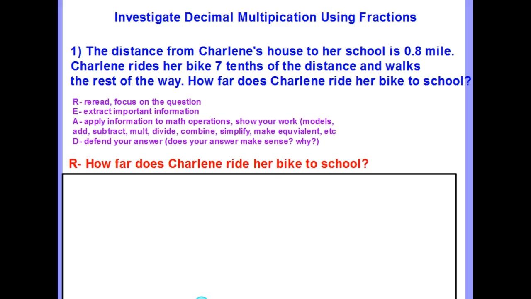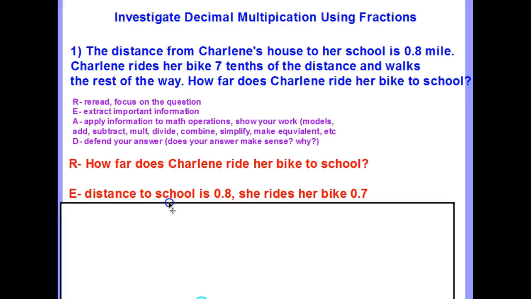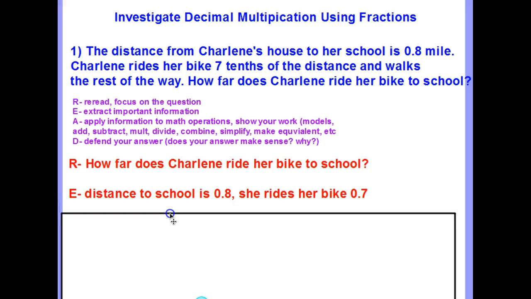Okay, now that you've done that, we're going to look at our next part of the strategy, which tells us to take out the important information and extract that information. In this case, it's the distance to school and how far she is riding her bike. This is the question that we're focusing on, how far she is going to ride her bike. And then the information that we need in order to solve, we have placed there on our end.